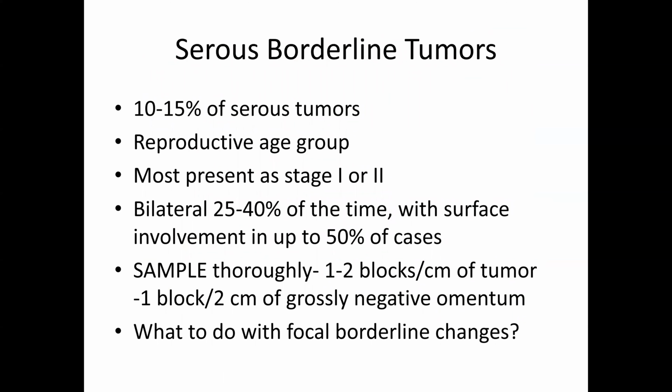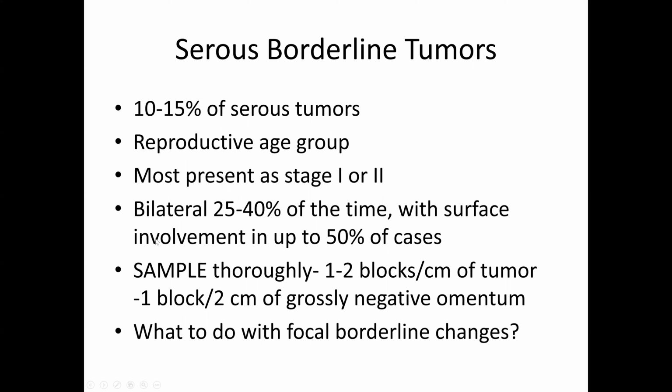So the next stage up is the borderline category, the atypical serous tumor or serous borderline tumors, which account for a significant percentage of serous tumors and typically are problematic because they present in a reproductive age group. They're often stage 1 or 2, and stage 2, meaning bilateral in a fair number of cases with surface involvement.